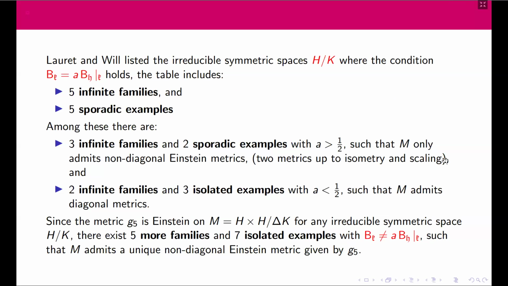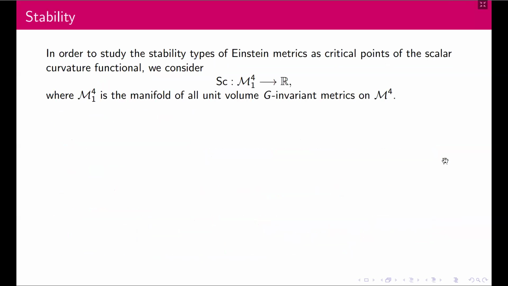With this setting, we are going to study the stability type of these metrics with respect to the Hilbert action, meaning that we are going to study their stability as critical points of the scalar curvature functional restricted to the metrics of this form, to the metrics in M4 with unit volume.